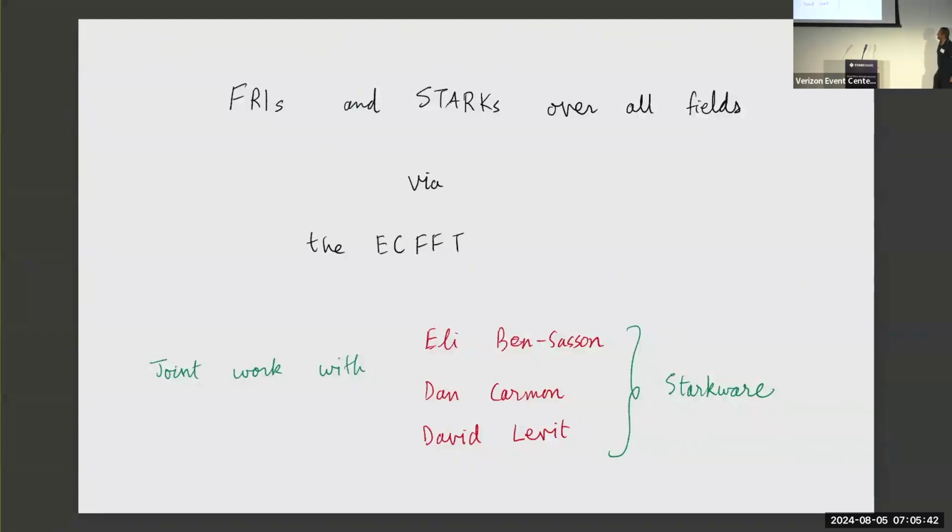I'm going to be talking about FRIs and STARKs over all fields via the elliptic curve fast Fourier transform. I will define many of the things that I say. This is joint work with Eli Ben-Sasson, Dan Carmon, and David Levitt, who are all at StarkWare. Please ask questions if something's not clear.